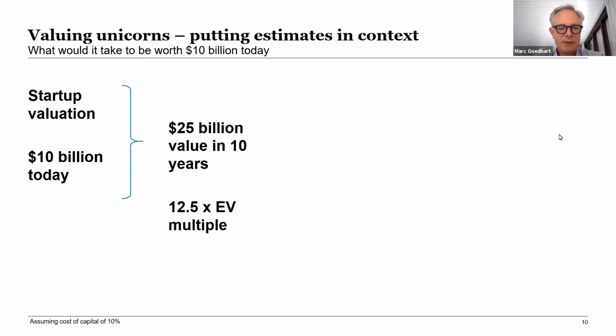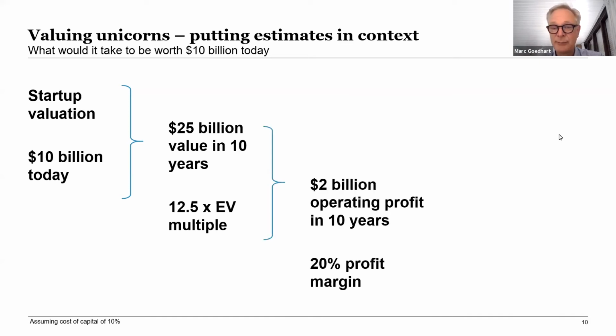So let's say in 10 years, 10 billion today, if you compound that at the cost of capital of 10%, would mean that this business, if it is truly worth 10 billion today, should be worth something like 25 billion 10 years from now. Now, let's also assume that if it's a mature business, it's going to be valued at a healthy enterprise value multiple of maybe 12.5 times enterprise value to EBIT. It means that the operating profit, the EBIT, in 10 years from now should be something around $2 billion, which is a very significant company with a very significant operating profit.